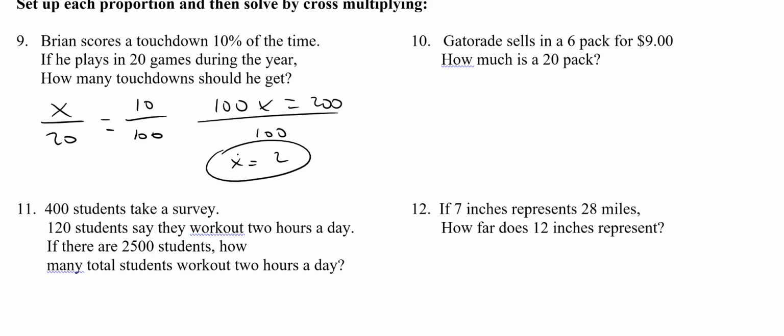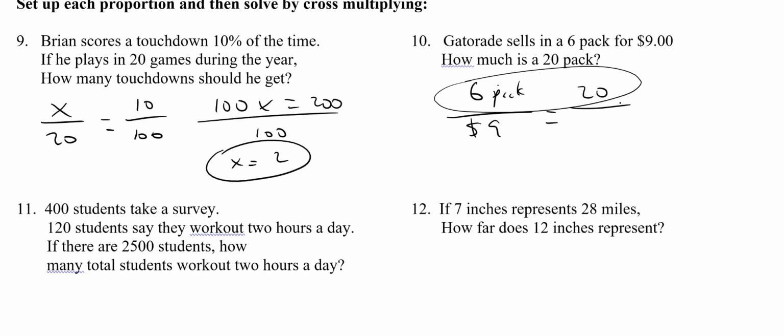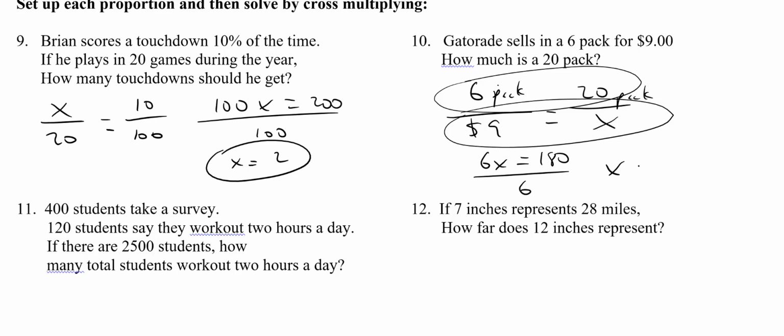Okay. Gatorade sells in a 6-pack for $9. So six pack, I'll just put pack, for $9. How much is a 20-pack? So don't forget, it's the same unit on top. So packs on top and dollars on the bottom. So that's what we're looking for, how much they're going to cost. So you cross multiply, 6x equals 180, divided by 6, x equals 30. So it says how much is a 20-pack? $30.